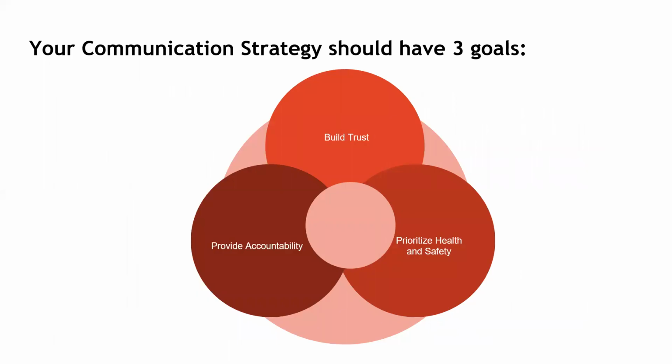So there are 3 goals when we talk about mold and moisture remediation in a building, especially if we have to close the building down and take away instruction time from students and from teachers. So the 3 goals of your communication strategy should be: 1, to build trust; 2nd, to prioritize health and safety; and 3rd, to provide accountability. So these aren't in any hierarchy, but your communication strategy should address each of these.